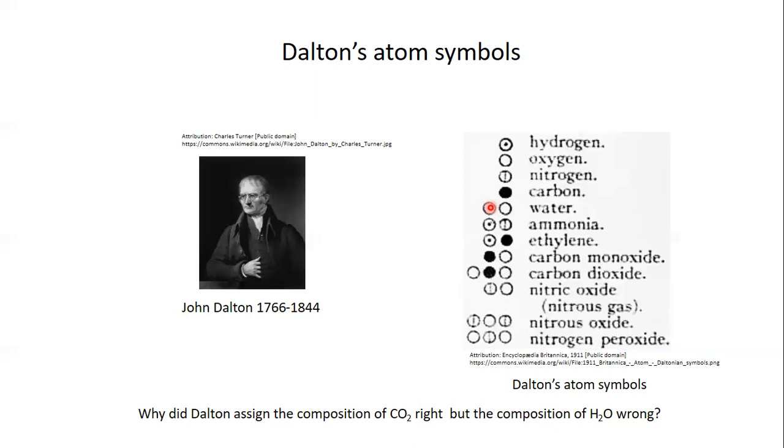So the reason is that in the carbon-oxygen system, there were already two different compounds known. So one could determine the relative mass ratios of oxygen to carbon. But in the case of the hydrogen-oxygen system, there was only one compound known, so there was no other reference point to compare. Therefore, Dalton just assumed the most simple composition of one hydrogen, one oxygen.